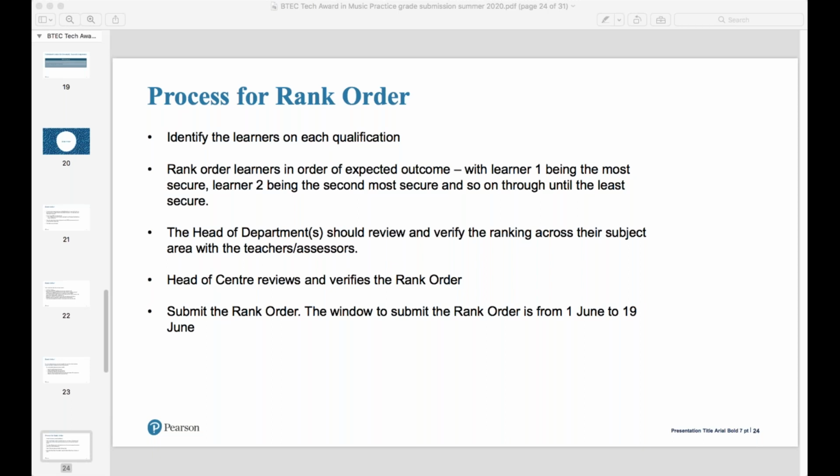The rank order then needs to be submitted in a window between the 1st of June and the 19th of June. We're currently developing that system and it will be ready for the rank orders to be submitted between that date, and we are developing the further guidance of how to do all this as well. And just as a note again, do not share the rank order with learners, parents or carers or anyone outside the centre.